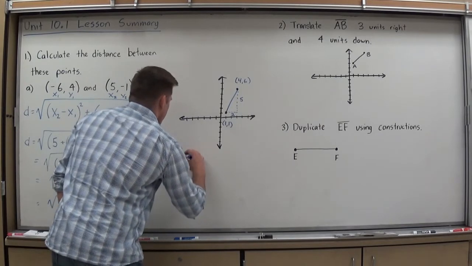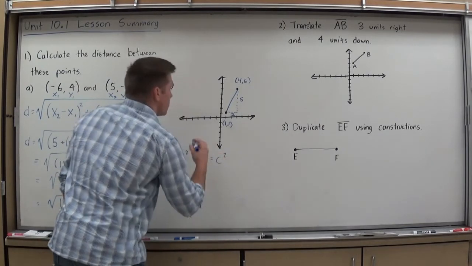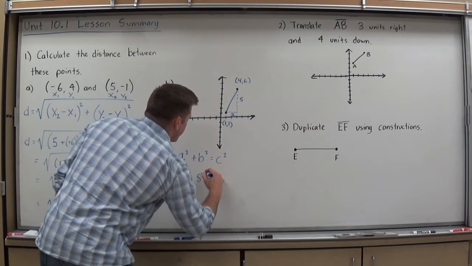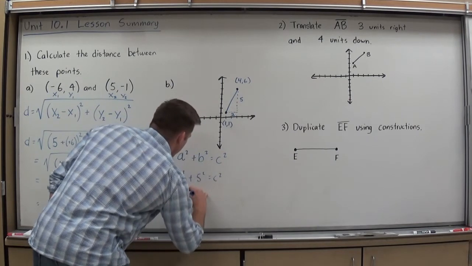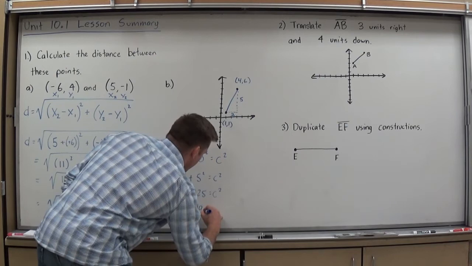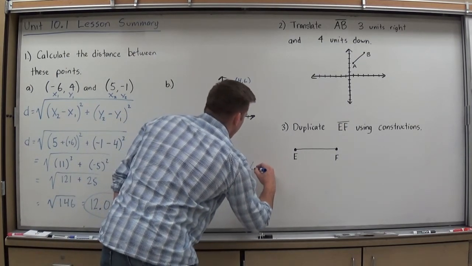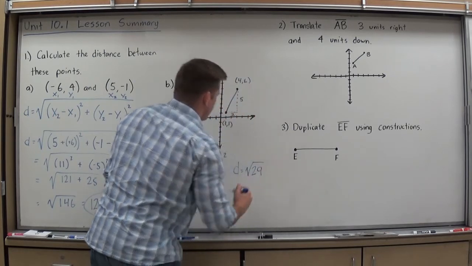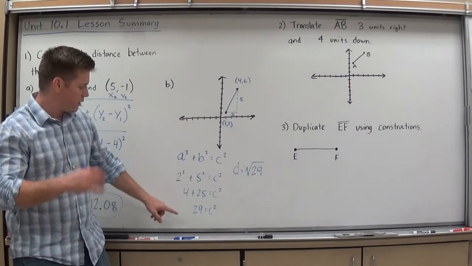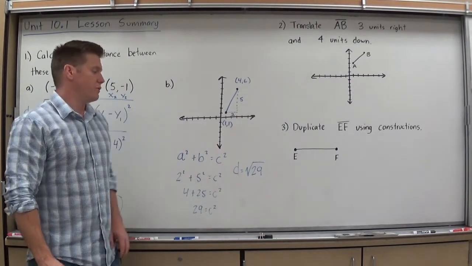So you can still use those skills for distance problems. So I'm going to plug these in. 2 squared would be 4. 5 squared would be 25. So it's 4 plus 25, which is 29, which means my distance is the square root of 29. And I left it a squared plus b squared equals c squared, because that's our normal Pythagorean theorem. And then I changed it to a d to represent distance, since that's the variable we typically use for distance.